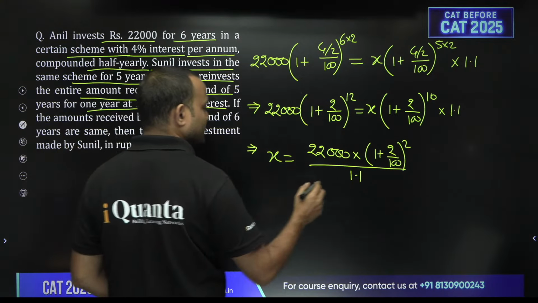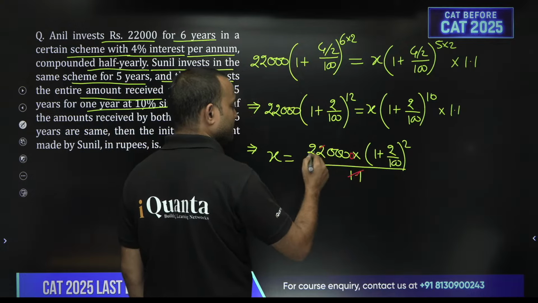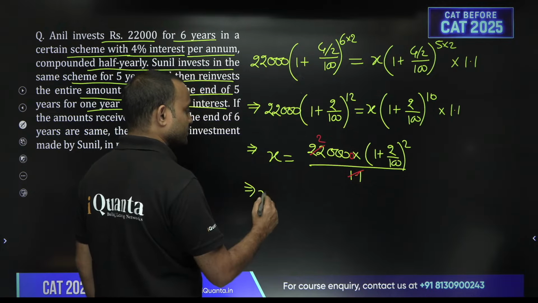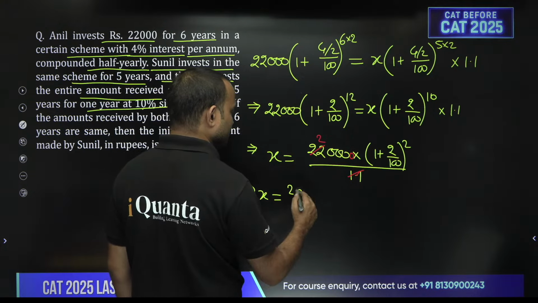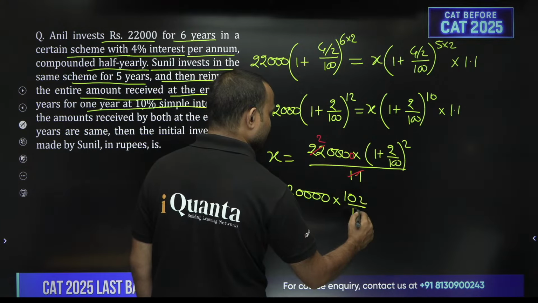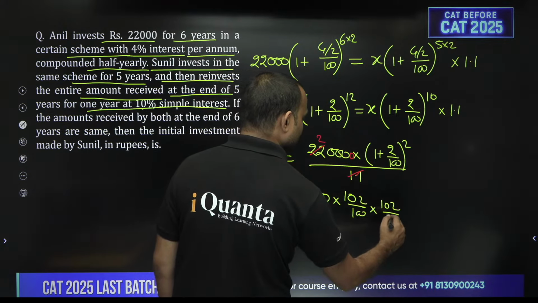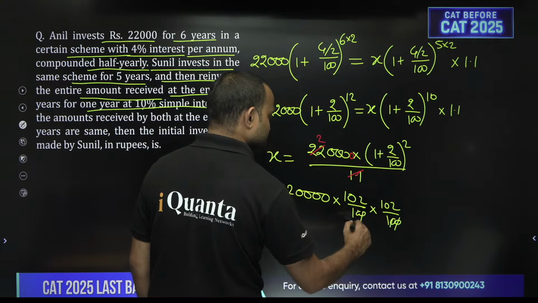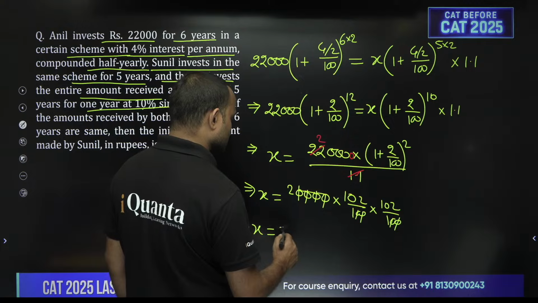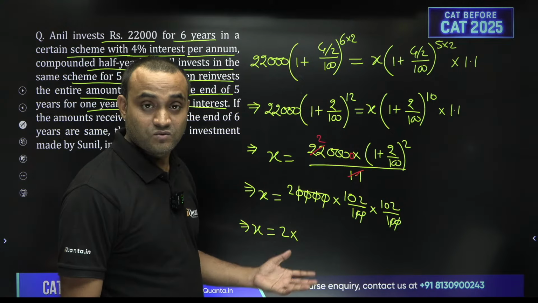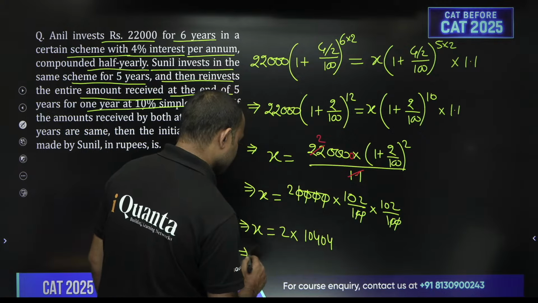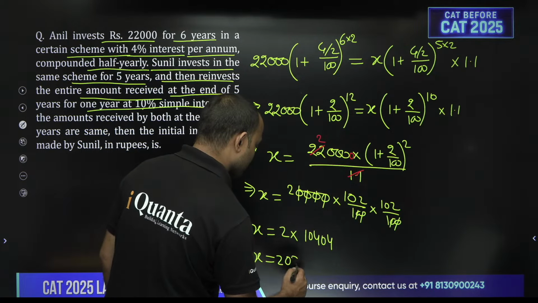So remove the decimal here, this will become 0. 11 into 2 is 22. So from there we can say X will be equal to 20000 into 102 upon 100 into 102 upon 100. So the zeros are cancelled out. So X will be equal to 2 into, what is 102 square? 10404, right? So 10404, or we can say X is equal to 20808.